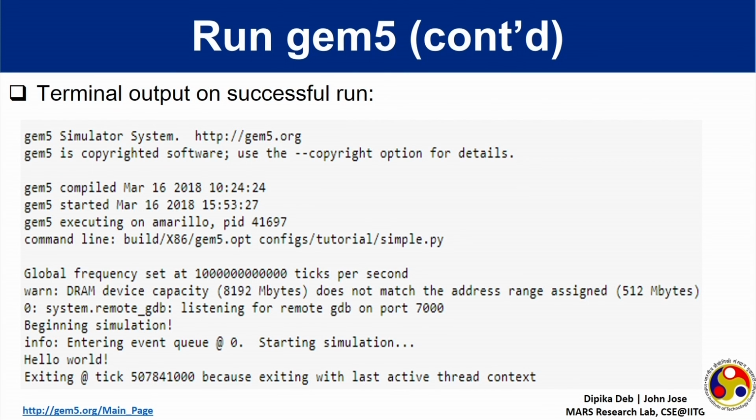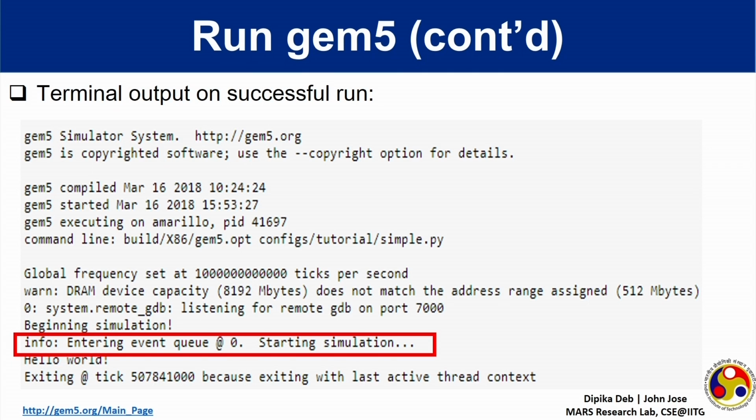So, after a successful run, you will find this as the output. This is a hello world program, and if this hello world prints, it means the run was successful. You can also notice that it shows an entering event queue. I have already explained that since gem5 is an event-driven simulator, it has an event queue where all the events are queued and dequeued as the simulation proceeds. This line indicates that the first event was queued in the event queue at timestamp 0.